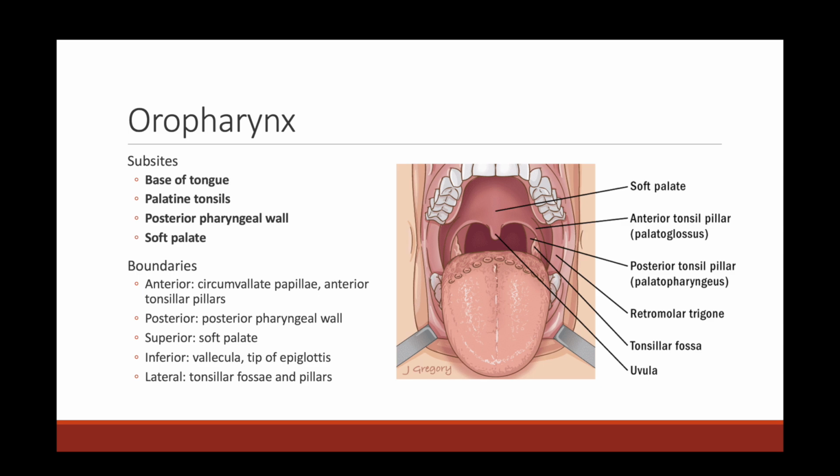And then laterally, the boundary is the tonsillar fossa and the pillars. So keep in mind that the uvula, so that is that little projection of soft tissue that we see when we open up our mouth and say ah, the uvula is part of the soft palate.